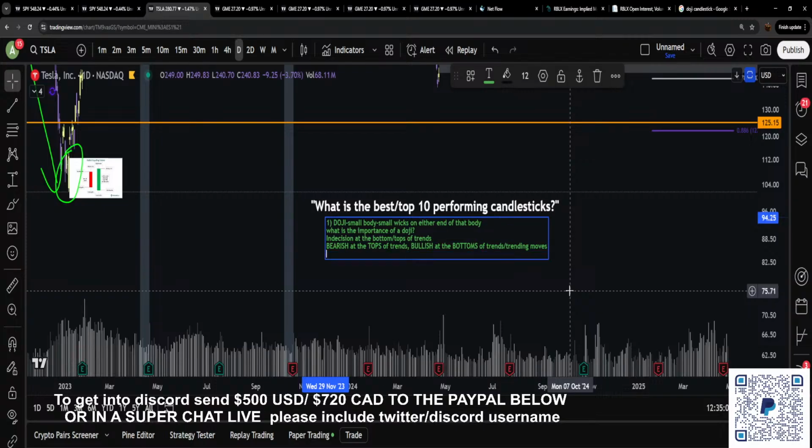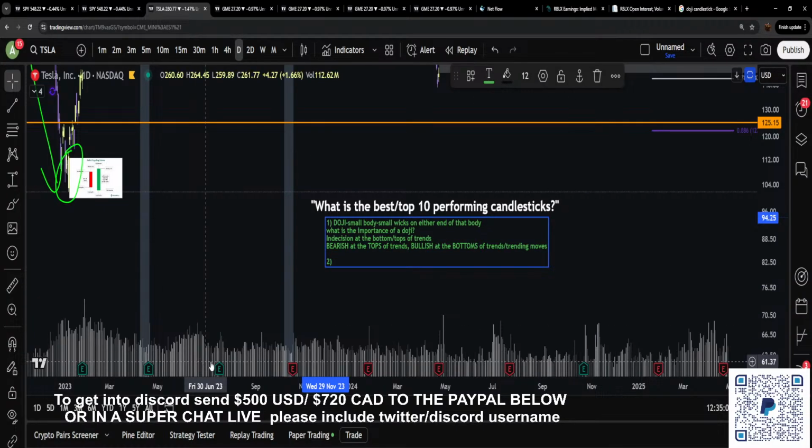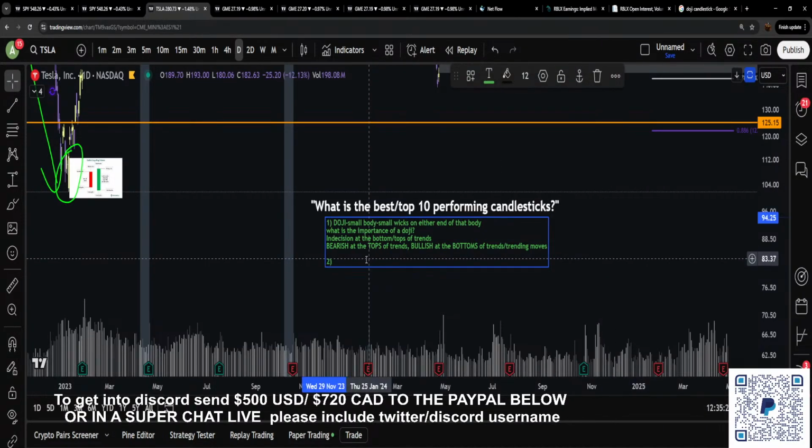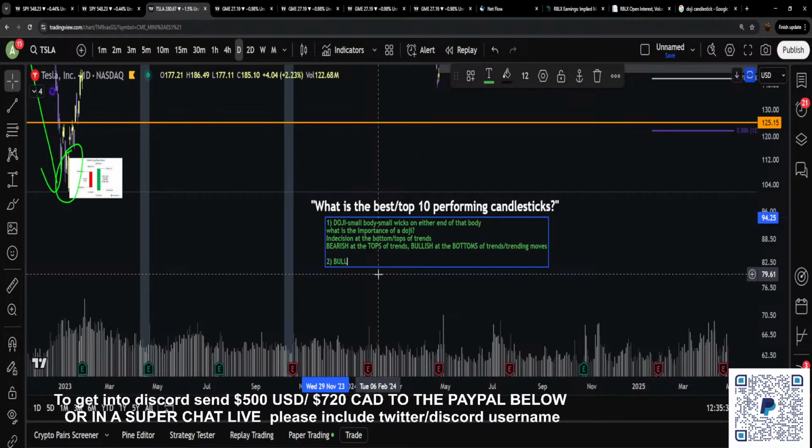Now, what do you guys think is the number 2 set of candles that you guys ask me about religiously? You guys did already say it once in the chat box before. Let's see if you get this one. There we go. Yeah. There you go. Well done. Number 2 candle is the bullish and bearish engulfing candle.